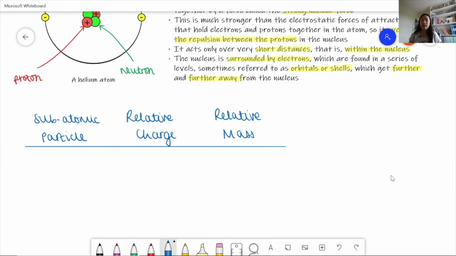And so first looking at a proton, its relative charge is +1 and its relative mass is 1. And then we have a neutron, and its relative charge is 0 and relative mass is also 1.